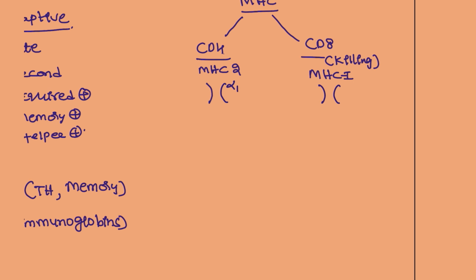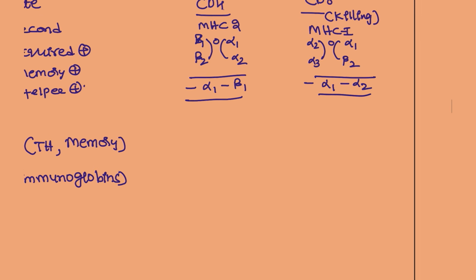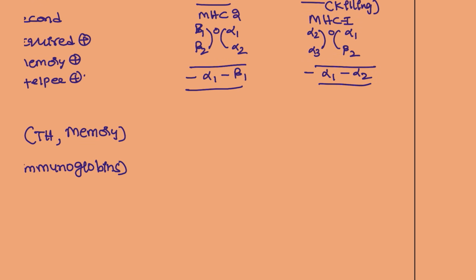So alpha 1, beta 1, alpha 2, beta 2. So here the pathogen will be forming. Next, here alpha 1, alpha 2, alpha 3, beta 2. Here the pathogen. So where is the pathogen forming here? Alpha 1 and beta 1. And what about here? Alpha 1 and alpha 2. This question has also been asked. Next, recently they asked where the staphylococcus will be forming. So staphylococcus toxin is going to be present on the lateral border of the MHC class 2 beta.